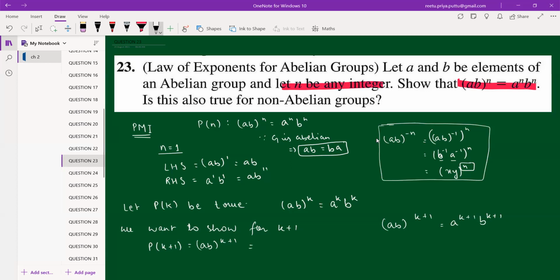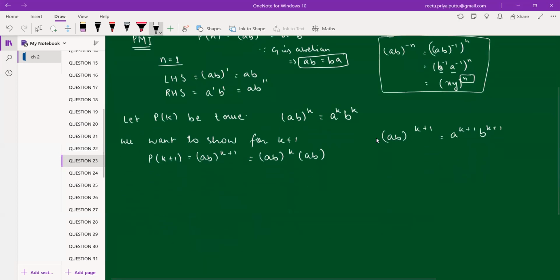So let's use the group property and show this. We can write it as (AB) to the power k times AB. Now what we will use here is that (AB) to the power k is true, so we are using A to the power k and B to the power k. We are doing it similar to the way we used to do in class 11 for PMI and mathematical induction. And AB equals BA from here, so we can use it as well.